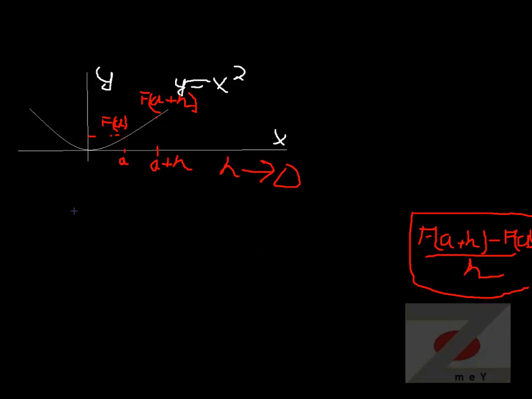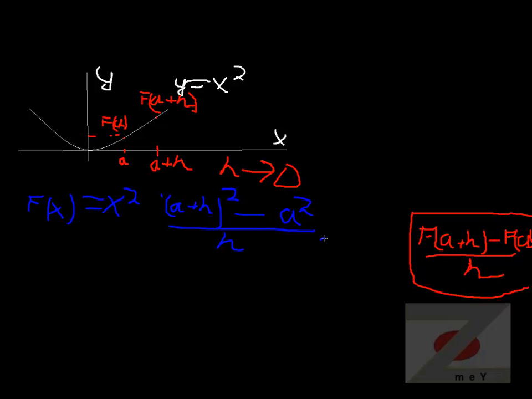Now let's go through example of our function. So f of x equals x squared, and let's apply our derivative equation to our x squared function. So we have to plug in a plus h into x squared. So we get (a plus h) squared minus, now we have to plug in a into x squared, a squared, and divide this all by h.